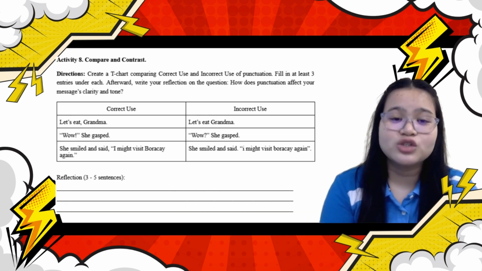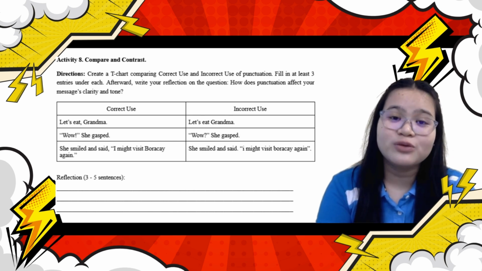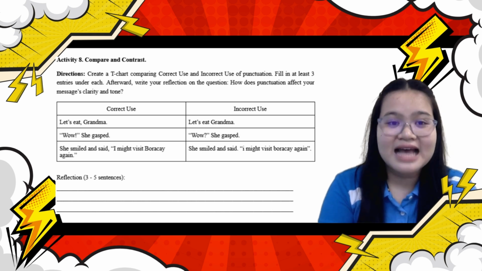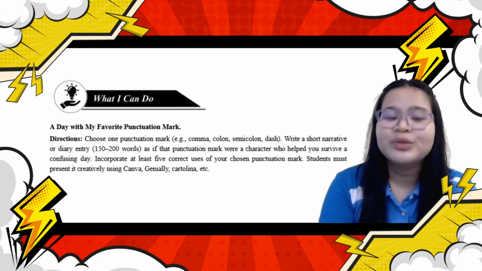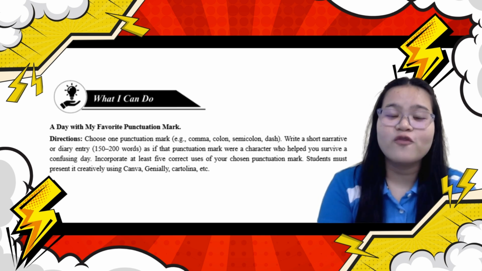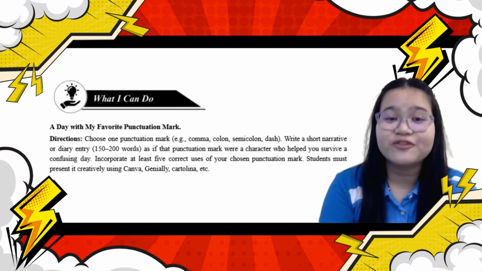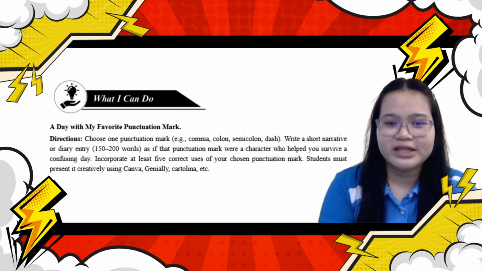Activity number 8 is Compare and Contrast. Learners create a T-chart comparing correct and incorrect punctuation use, followed by a personal reflection on clarity and tone. And lastly, the creative task, titled A Day with My Favorite Punctuation Mark. This is where the learners write a short diary entry or narrative consisting of 150 to 200 words, using one chosen punctuation mark at least 5 times. They present it creatively via Canva, Genially, or Cartolina.